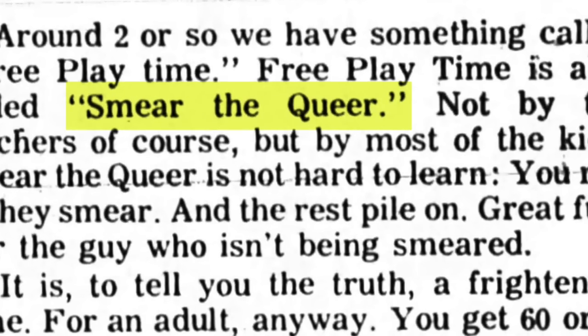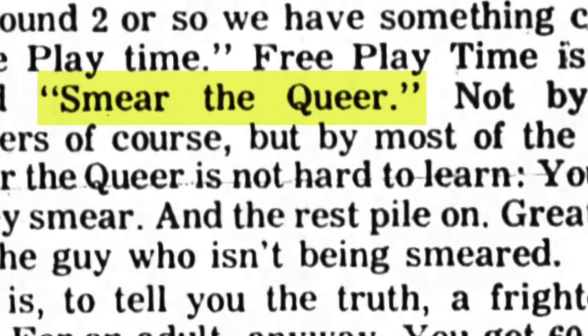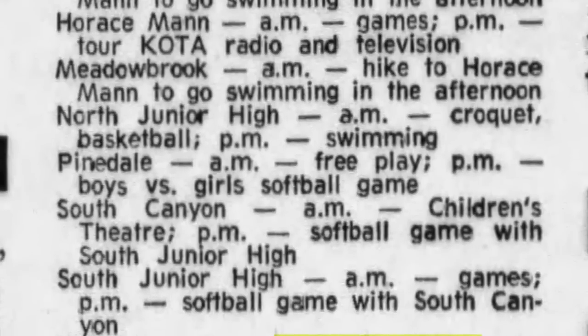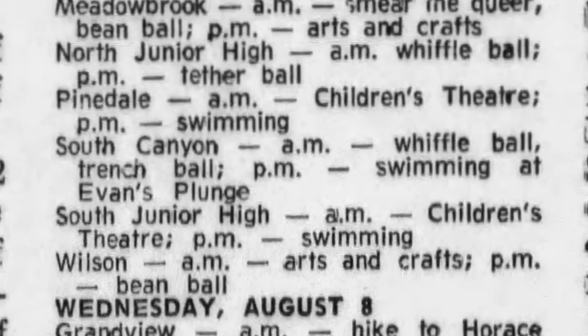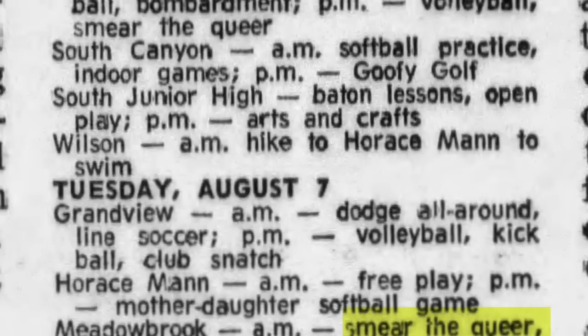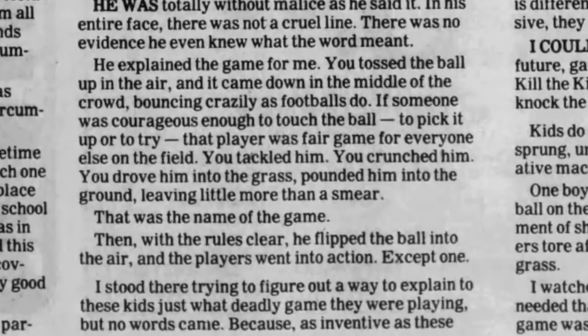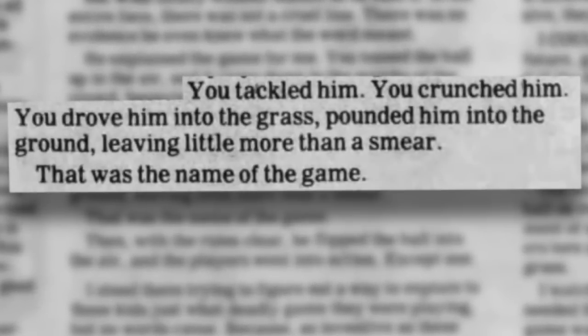For decades, one of the most popular playground games for American kids was called Smear the Queer, a rough game with many variations that all had one thing in common. Everyone was supposed to gang up against the one person labeled the queer. As one writer described it in 1983, you tackled him, you crunched him, you drove him into the grass, pounded him into the ground, leaving little more than a smear. That was the name of the game.